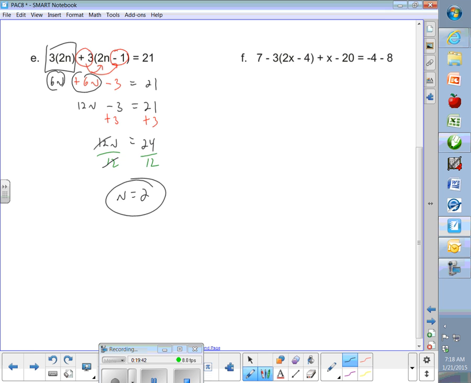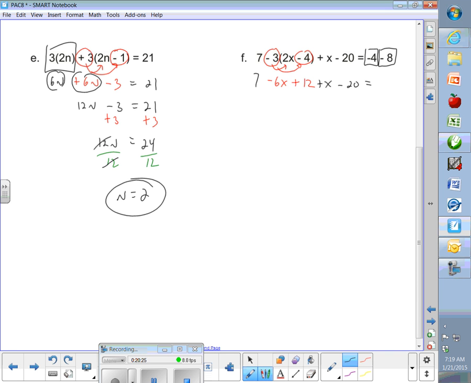All right, last one, F. A couple things going on here. Remember, do not make the mistake of doing addition before multiplication. You cannot add the 7 and the -3. No, no, no. We want to distribute the -3. So my 7 is still sitting there. Now, negative 3 times 2x, negative 6x. Negative 3 times a negative 4, be careful, positive 12. I still have plus x minus 20 equals, and I can go ahead and add the stuff on the right.